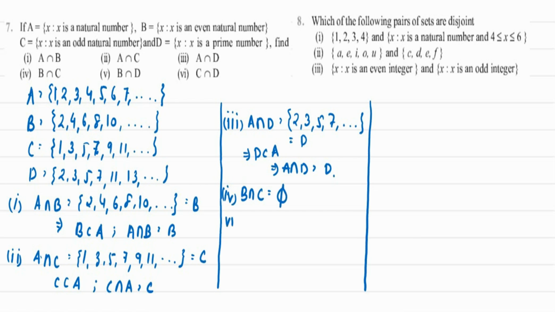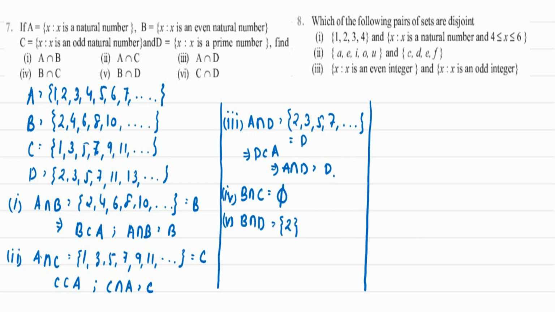Now we have the fifth part. It says find out B intersection D. So B we have the set of even numbers. D we have the set of prime numbers. So the only common element in both the sets will be 2 because 2 is the only even number which is prime.